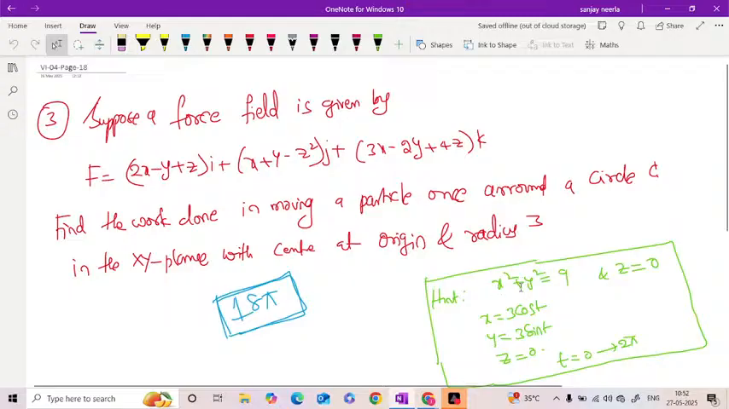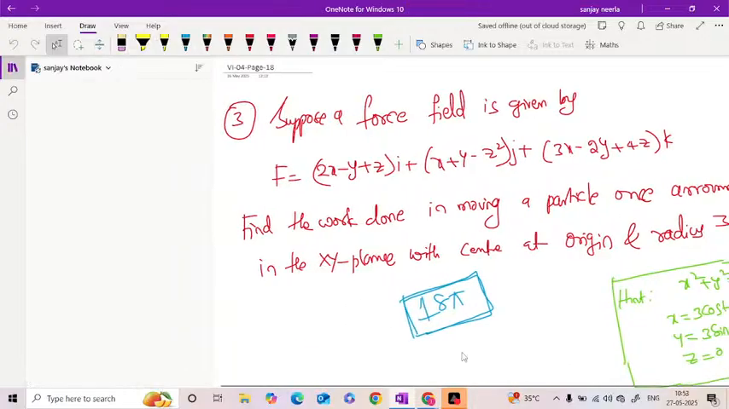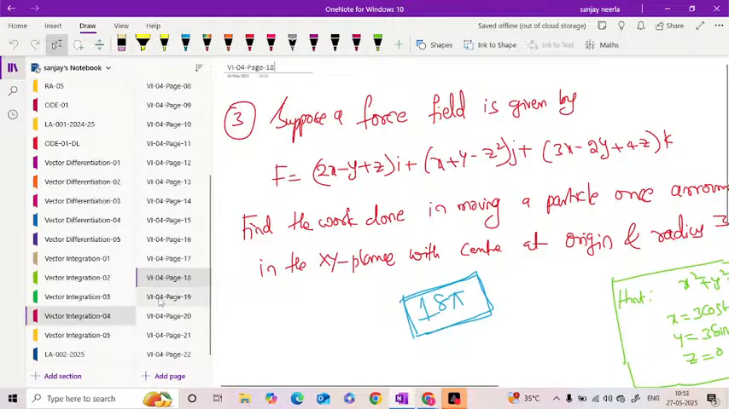The circle equation is x square plus y square is equal to 9, and xy plane means the z value is 0. After converting to parametric form, x is equal to 3 cos t, y is equal to 3 sin t, and z is 0, and for the total circle you take t between 0 and 2 pi. Finally, the result of this problem is 18 pi.